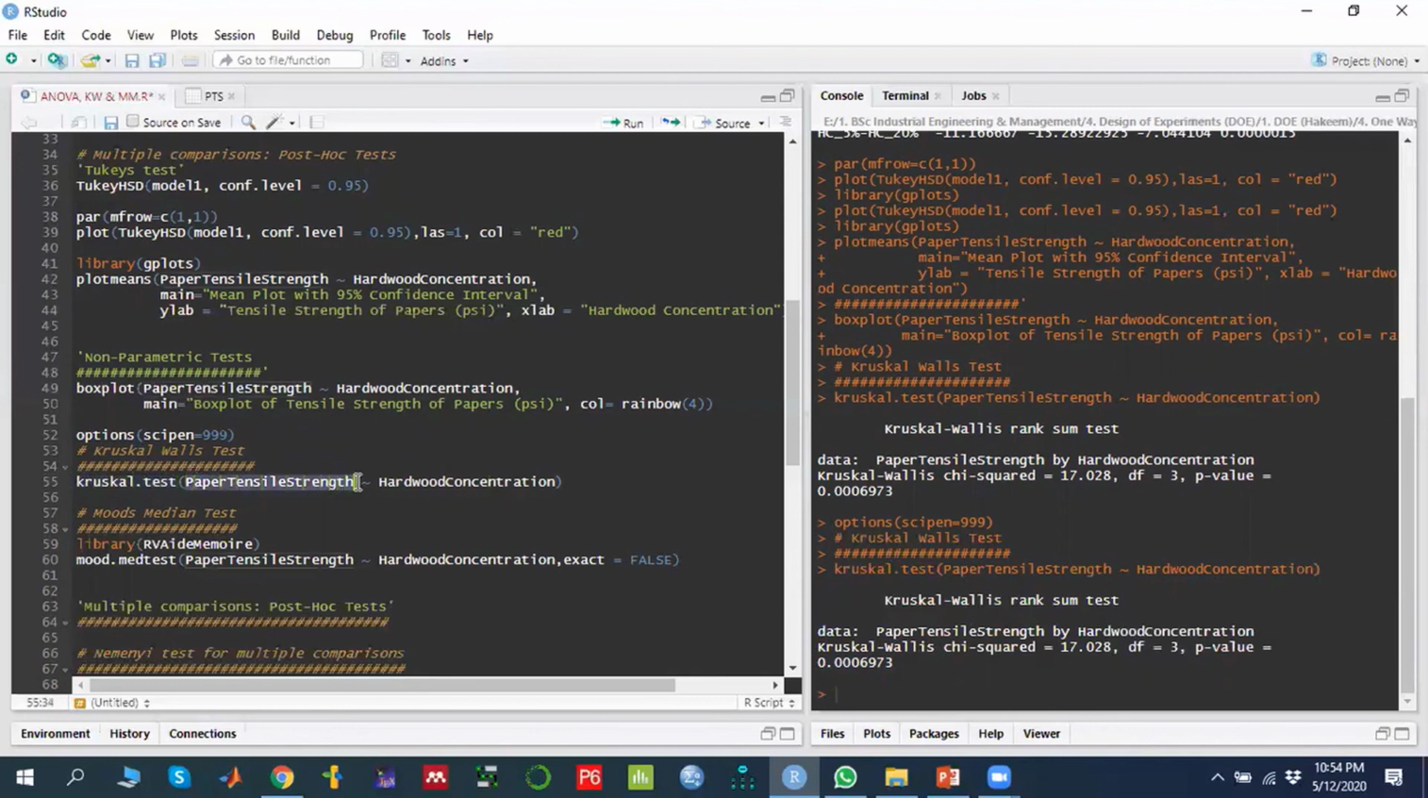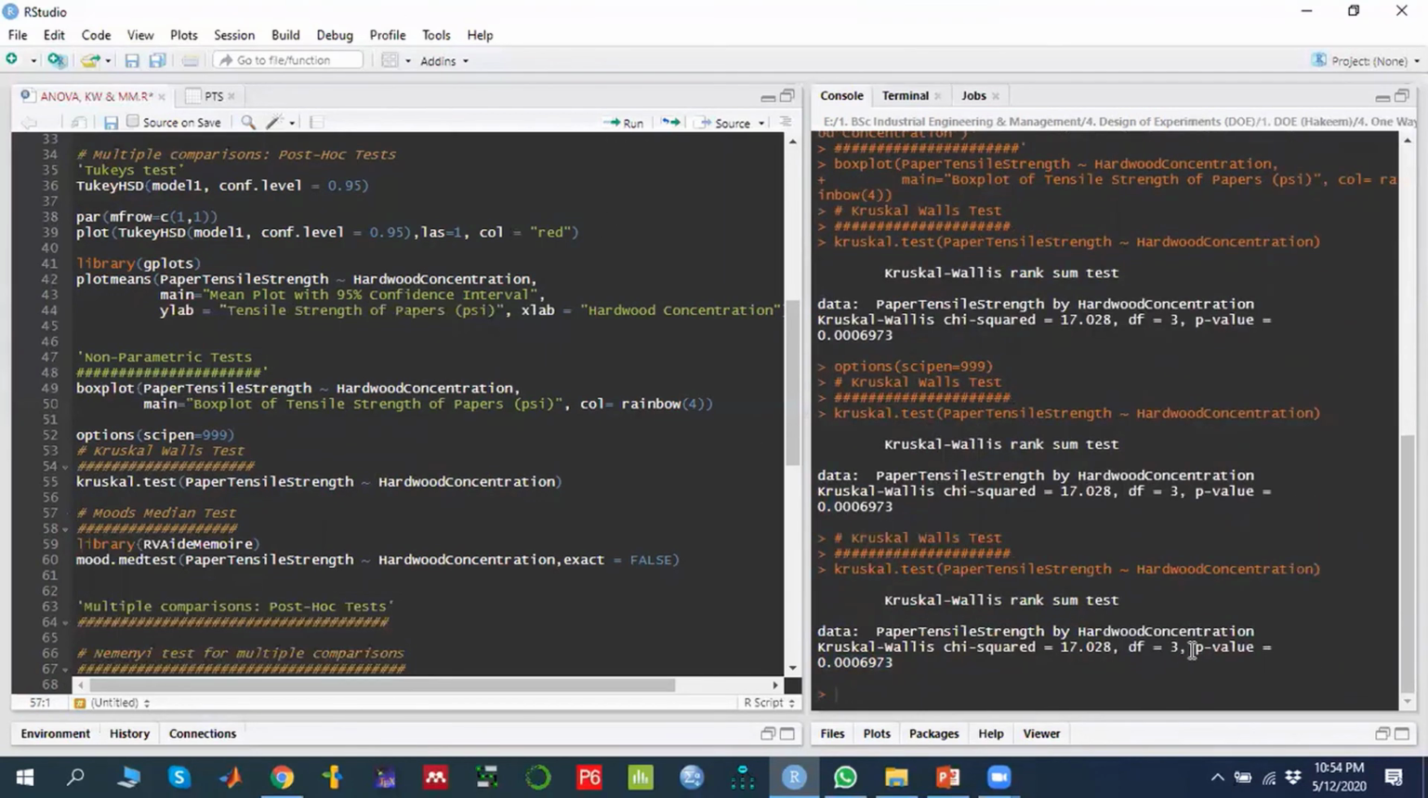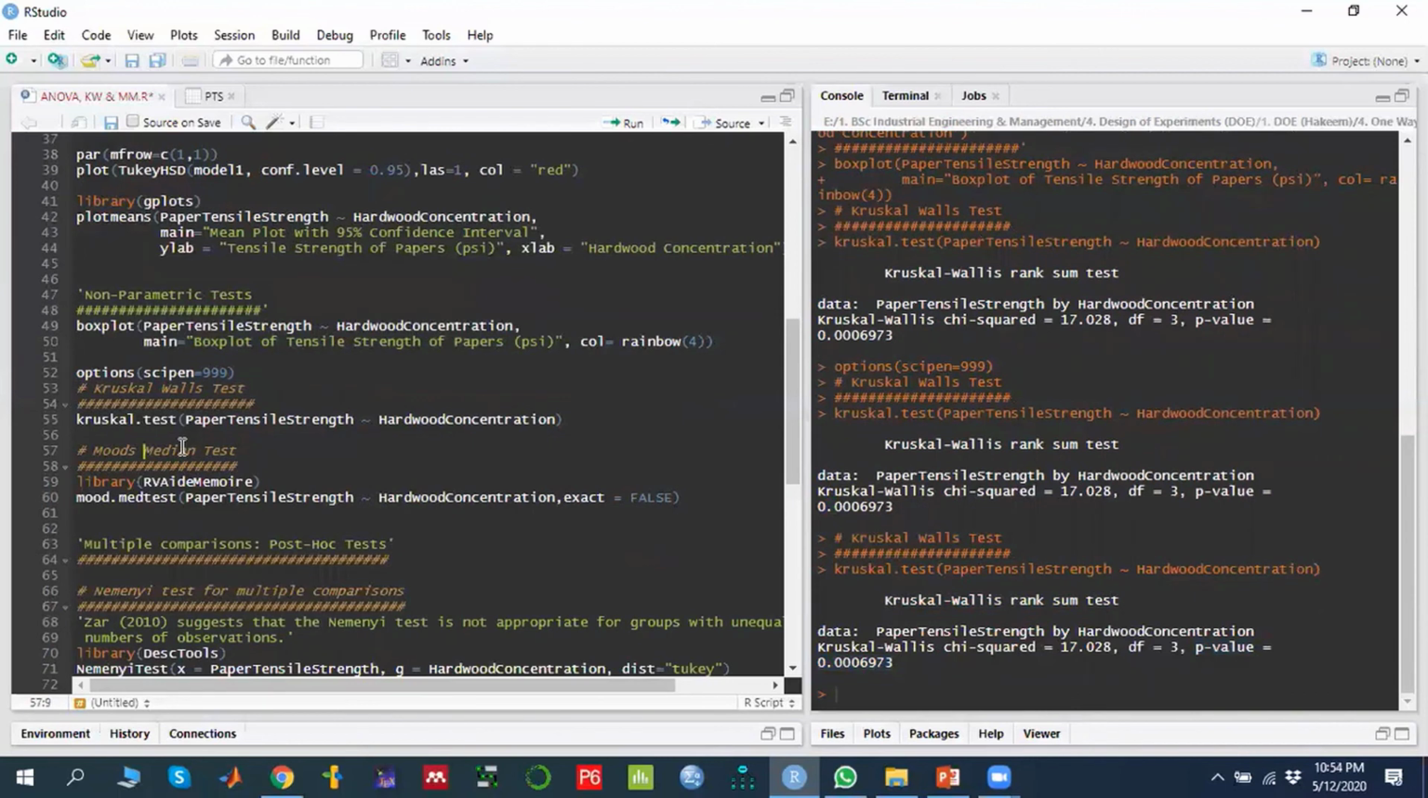Then we need to mention the dependent variable, which is the paper tensile strength, and then the hardwood concentration, which is a factor, with a tilde sign in between. If I run this command, I get the Kruskal-Wallis test, and the interpretation is the same: the p-value is less than the significance level, so we can conclude that the population medians, because we are applying Kruskal-Wallis, are not equal at every level of the hardwood concentration.